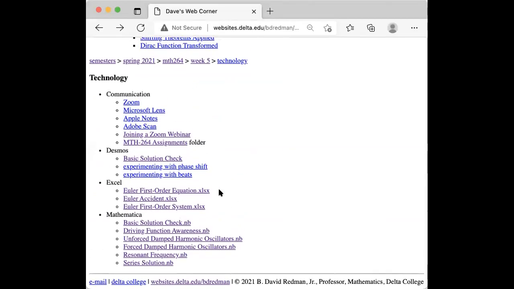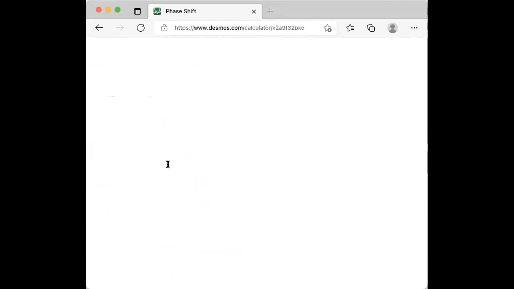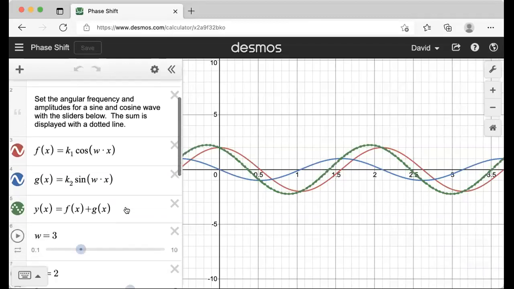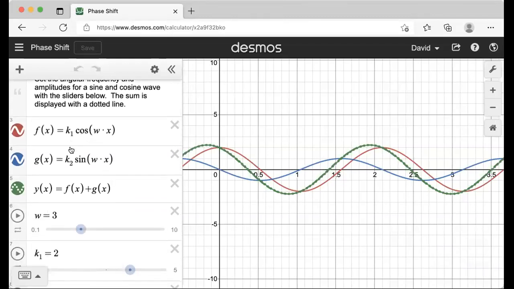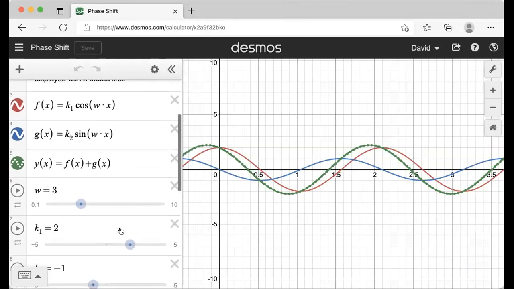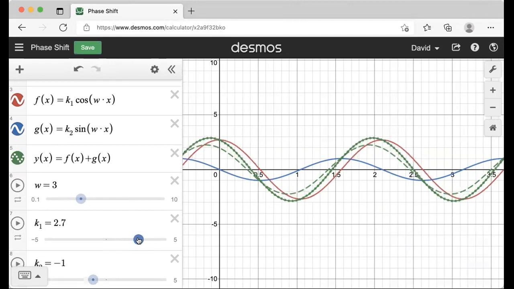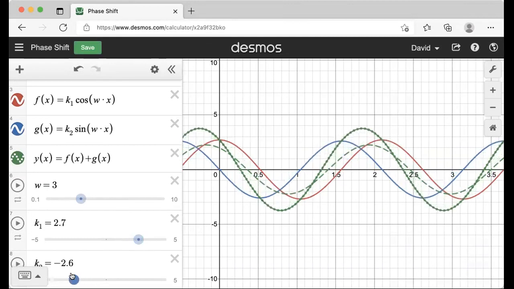I'm going to cut it off here, but I will show you two Desmos things you want to look at on my website. So on to the technology second. Experimenting with phase shift and experimenting with beats. So experimenting with phase shift, I'm going to remind you of your trig days, what happens when you add two functions of the same frequency. I use W instead of omega. So the K1 plus K2 are the different amplitudes.